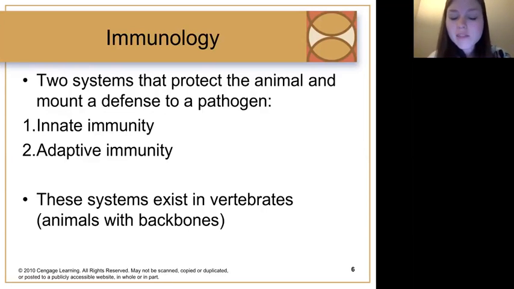These systems exist in vertebrates, so animals that have a backbone. So when we're talking about immunology from this point on, I'm talking about animals that have a backbone, not some sort of reptile or something. I don't know.